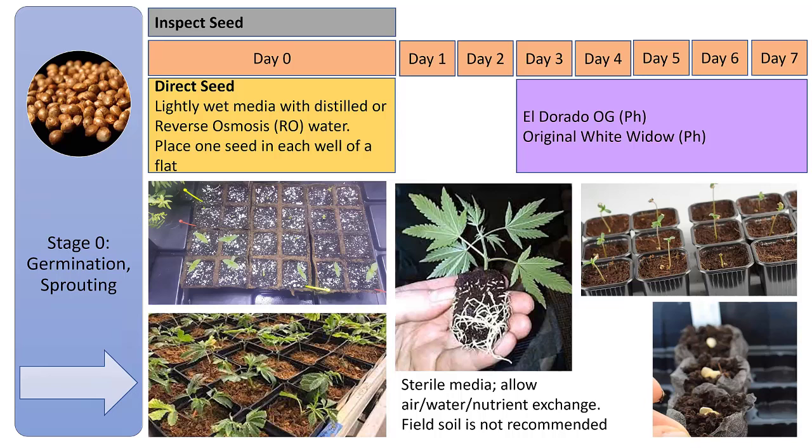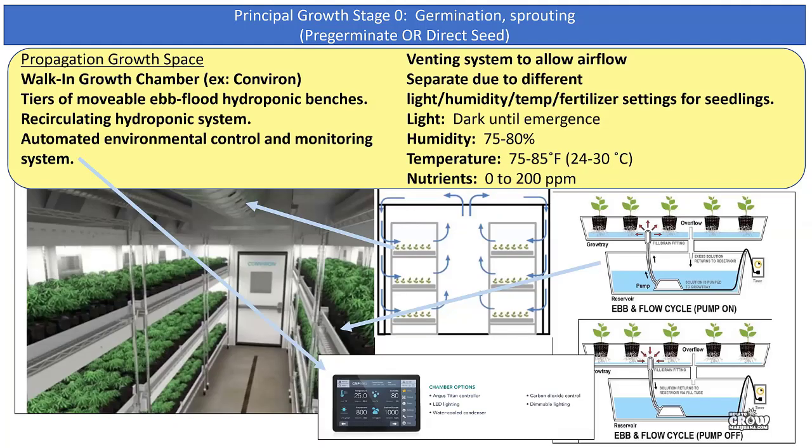Both of my example varieties emerged on day 3, and then their cotyledons were fully unfolded on day 7, which marks the end of the germination sprouting stage. But basically you need to plant seed in a sterile media that allows air, water, and nutrient exchange, and field soil is not recommended. So as far as spaces go, the first room I would suggest for a commercial cannabis operation is a seedling or clone room.